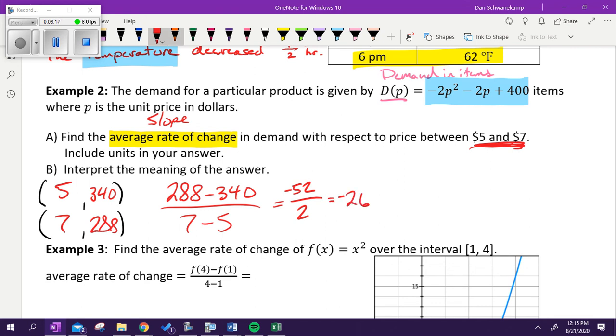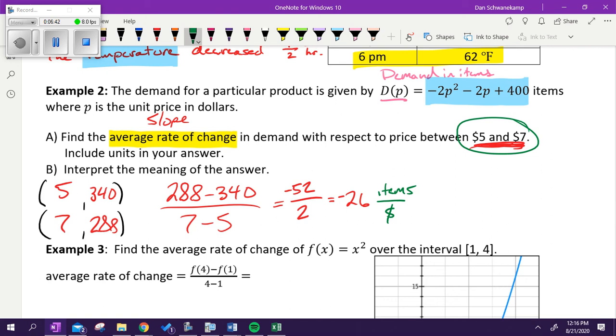So when I'm looking at units here, Evan S., what's the top, the 288 and 340? What does that represent? It's the D, the demand. So that's the unit on that's going to be the items. The 5 and the 7, that was this. So what does the 5 and 7 represent? The P, the price, the dollars. So items per dollar. Okay, it's a weird unit there. It's kind of hard to read it. But yeah, it's items per dollar.